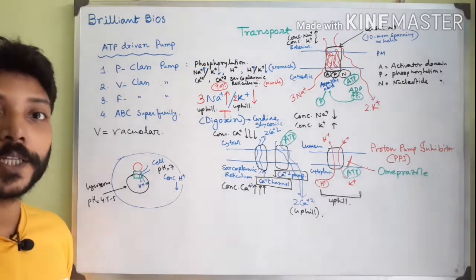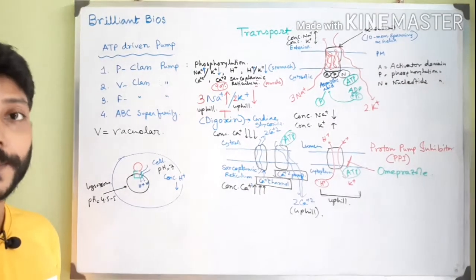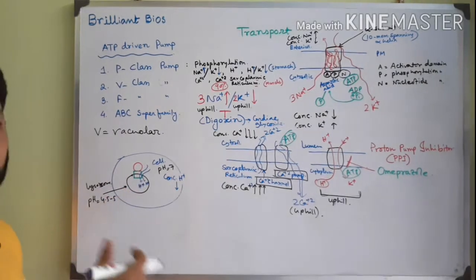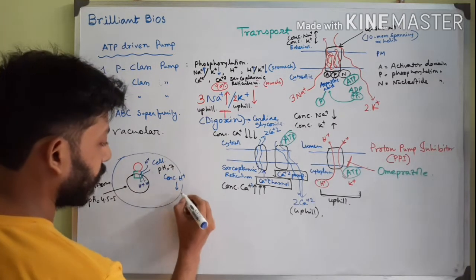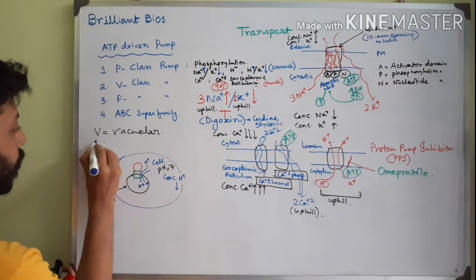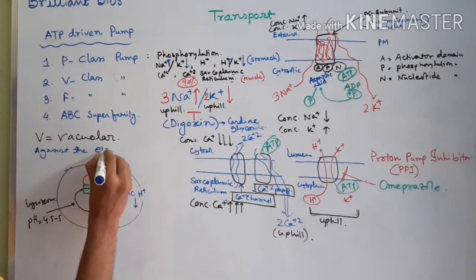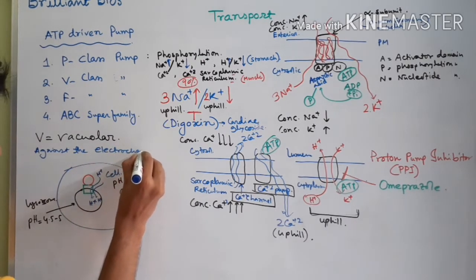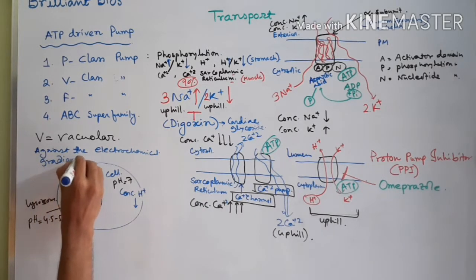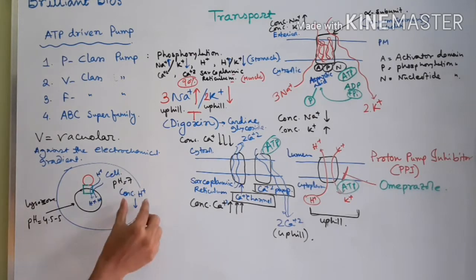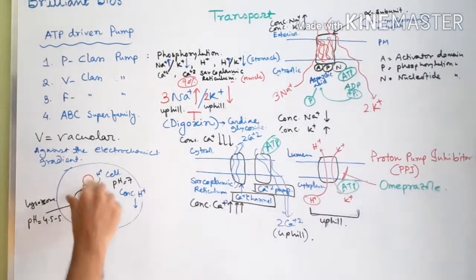But the movement in this V class pump occurs against the electrochemical gradient, because here it is H plus, so I am mentioning the electrochemical gradient. The movement of H plus ions is occurring against the electrochemical gradient, because you can see the concentration of H plus proton is always lower in the cytoplasm than in the lysosome.